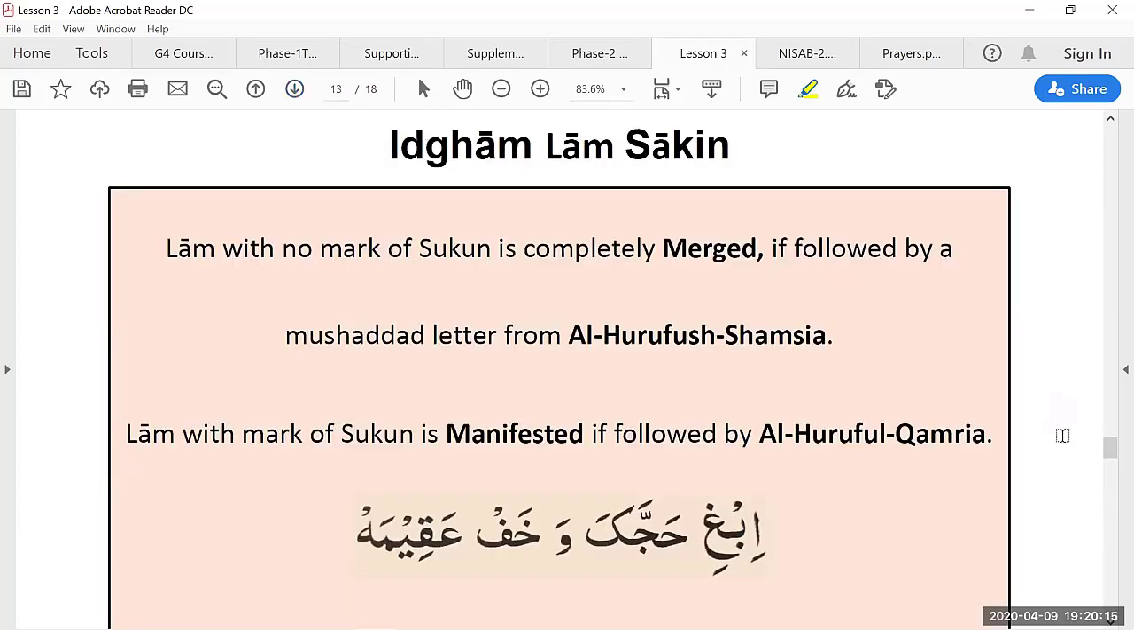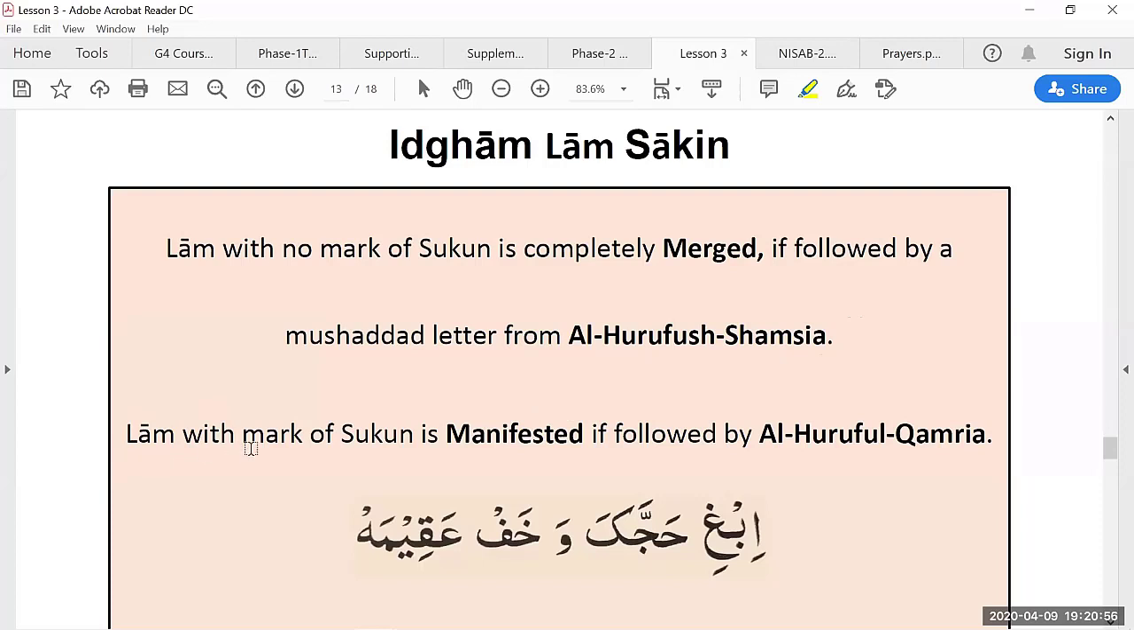So that was all for idgham of noon sakin or tanween. Now we are going to do idgham of lam sakin. So a lam with no mark of sukoon is completely merged if followed by a mushaddad letter from al-huruf al-shamsiyah. Now I know a lot of you must be thinking, what are huruf al-shamsiyah? So I will explain this in a bit.